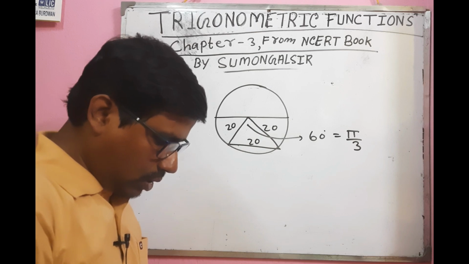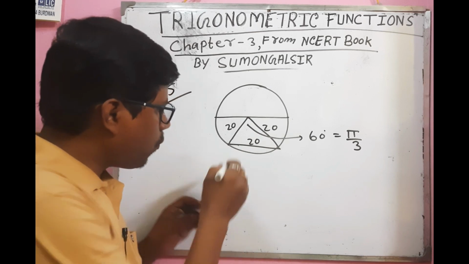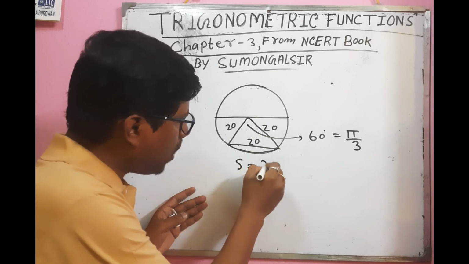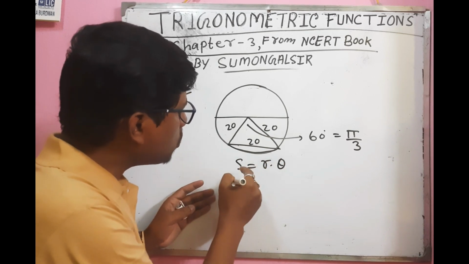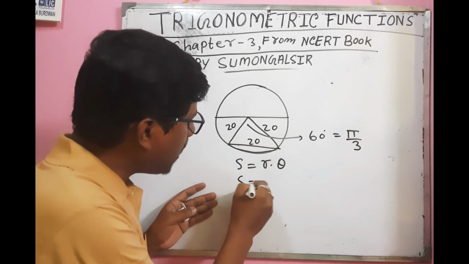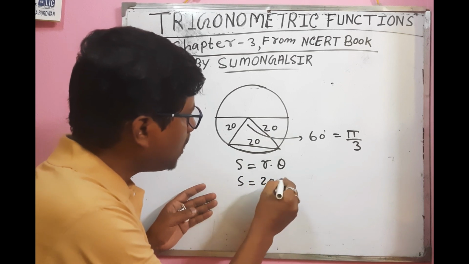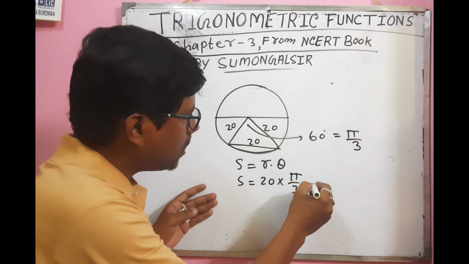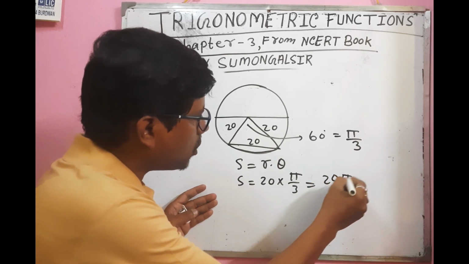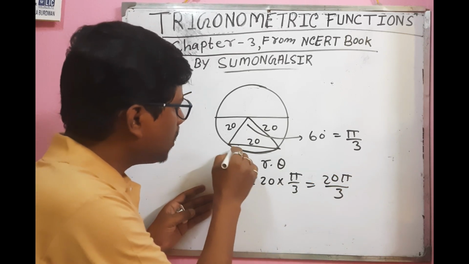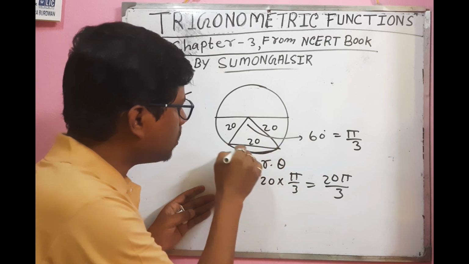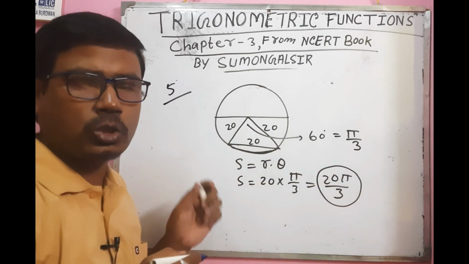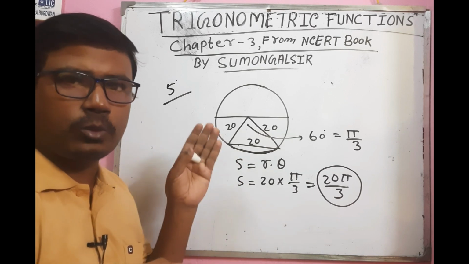Now the question is to find this arc, and we know that s is equal to r theta. So s will be found out, and r is equal to 20 and theta is equal to pi by 3. Putting it in, we get 20 pi by 3 for the length of this arc. So this is the completion of the fifth. Now we move to the sixth.